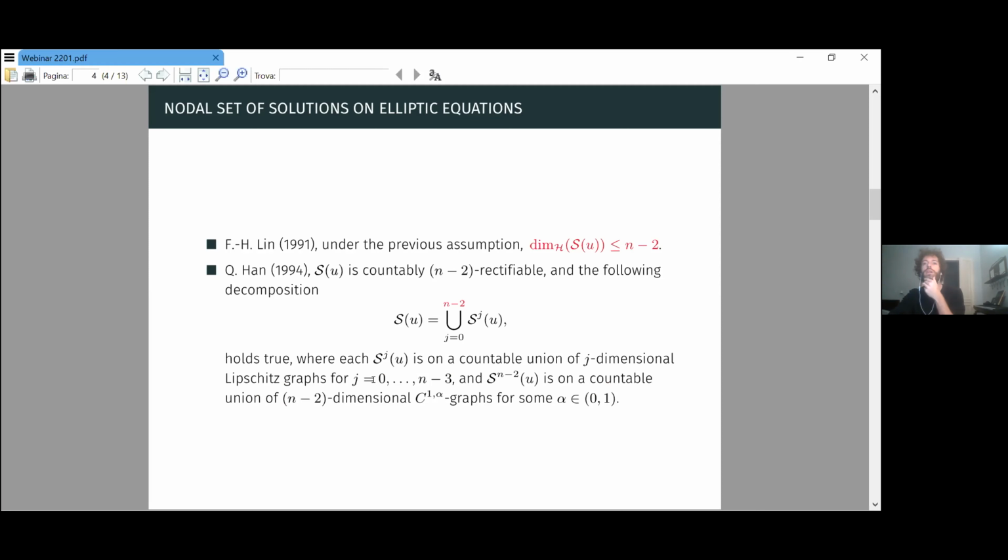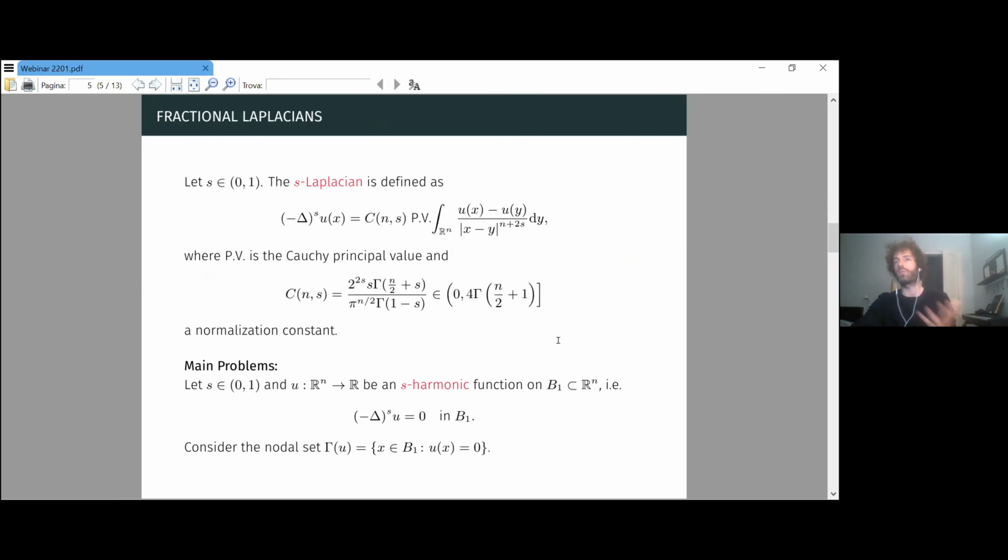And he proves that for small j, the graph is Lipschitz. And for j equal to n minus two, so the biggest stratum of the singular set, this object is contained in a nice domain, in the sense of C^{1,α} graphs. So this is the classical picture, and we decided to understand what happens for the fractional Laplacian.